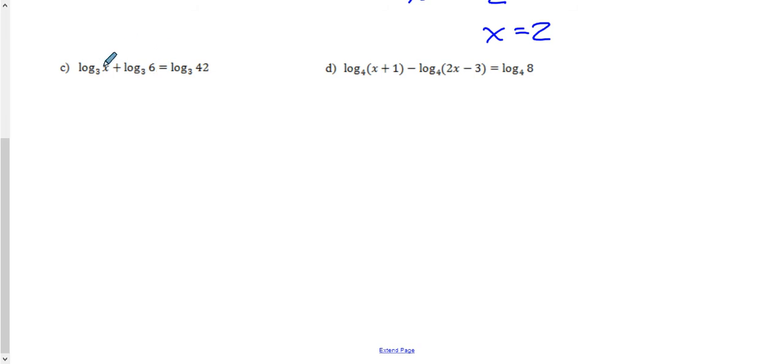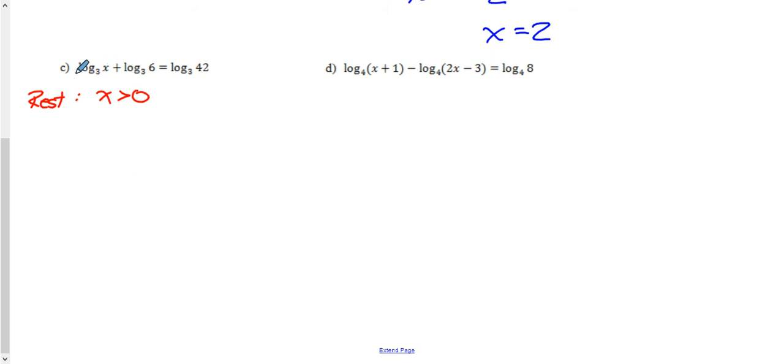In this next example here, we have this function: log base 3 of x plus log base 3 of 6 equals log base 3 of 42. First things first, I want to state my restriction. My restriction is only on that x there, so x has to be greater than 0 because we have a vertical asymptote going right through 0.